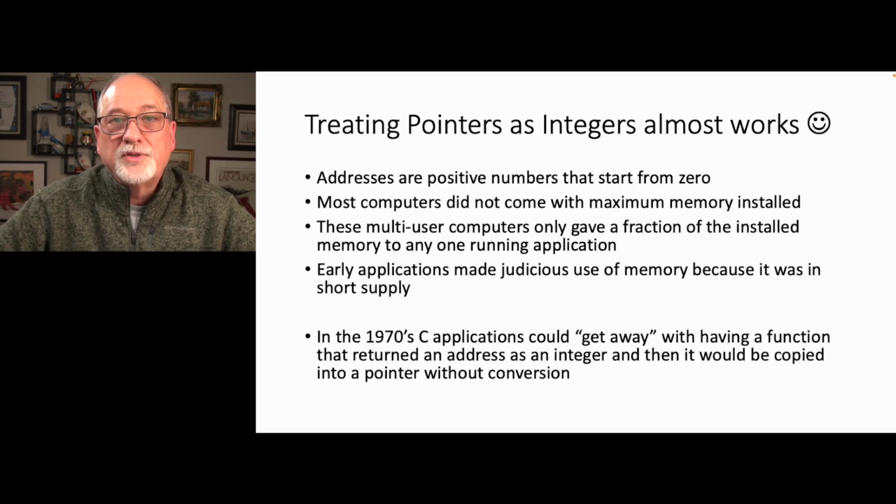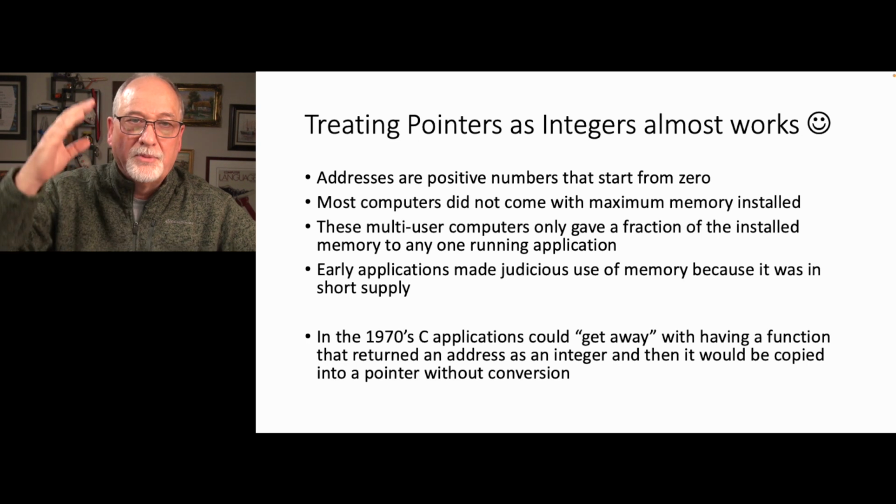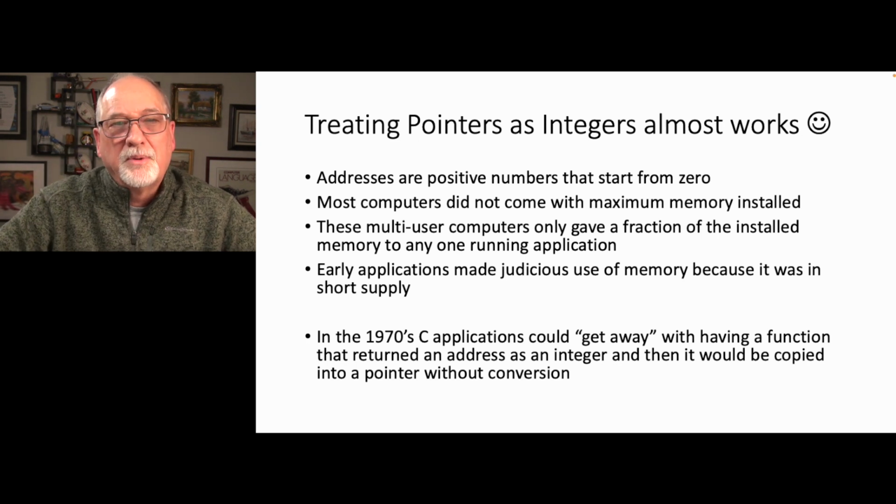So treating pointers as integers almost works, and the longer ago in history it was, the more likely it did work. Addresses are generally positive numbers that often start from 0. Sometimes heap numbers come down and sometimes stack numbers go up or whatever. But most computers did not come with a maximum memory installed, and if you're a multi-user computer, you didn't give all the system's memory to every application, and we tended to use very little memory in applications. We were very careful about it. So we just never ran into the problem of our memory addresses not fitting into integers.